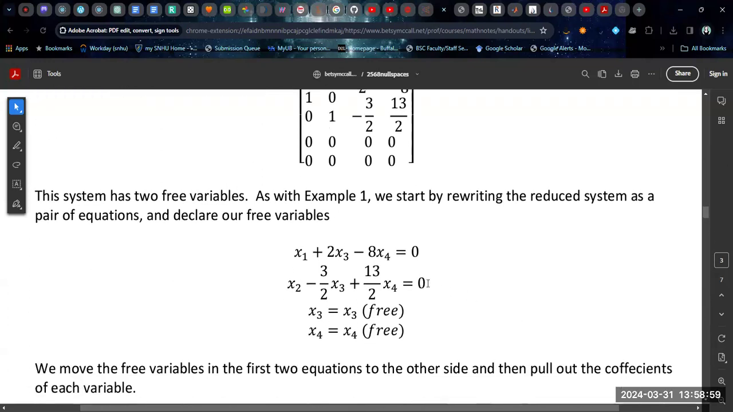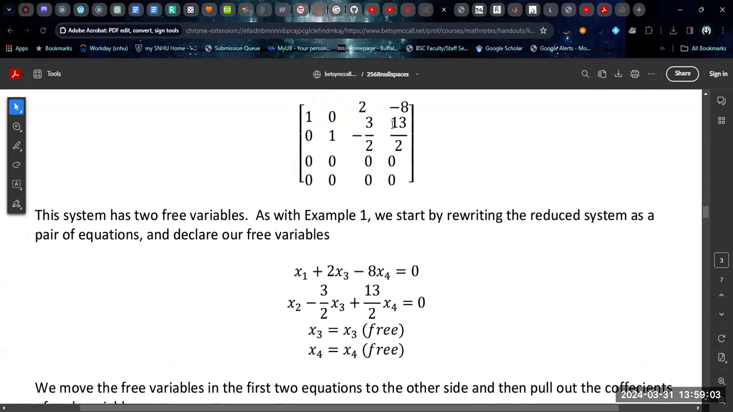Now I'm going to start basically the same way that I did before. I'm going to pull my equations out of my matrix. So x1 plus 2x3 minus 8x4 is 0. Remember, that's a 0 out there. x2 minus 3 halves x3 plus 13 halves x4 equals 0. And both x3 and x4 are free. And then we're going to move both x3 and x4 in our first 2 equations over to the other side.